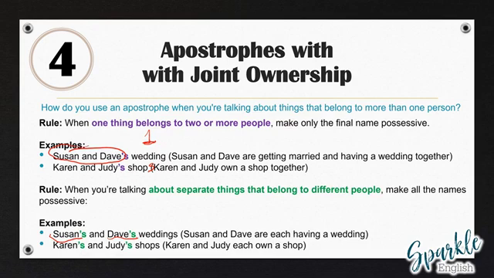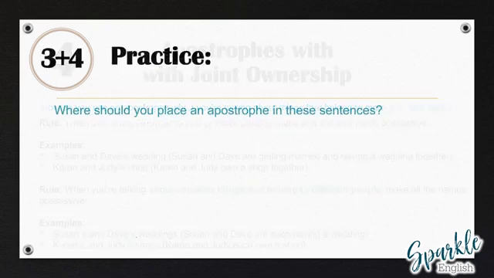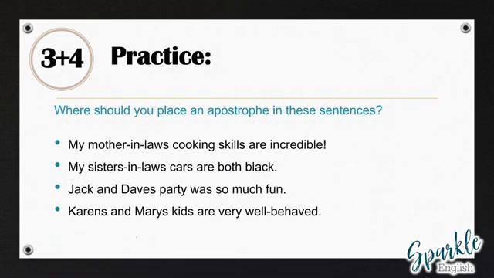And if we have Karen's and Judy's shops, that means that Karen has a shop and Judy has a shop. They each have a shop. So let's do some practice for both lesson 3 and 4. Where should you place an apostrophe in these sentences?